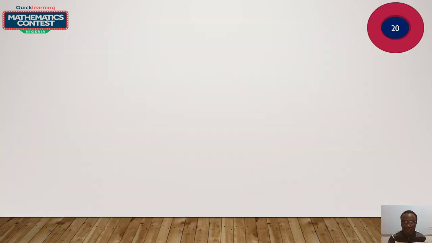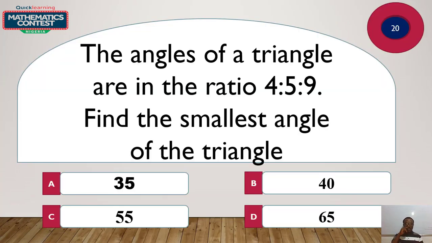Okay, let's go to question number 4. Now, the angles of a triangle are in the ratio 4, 5, 9. Find the smallest angle of a triangle. Let me give you 10 seconds. Okay? Start. Okay, let me add 5 more seconds. Time's up. How do we solve this problem?